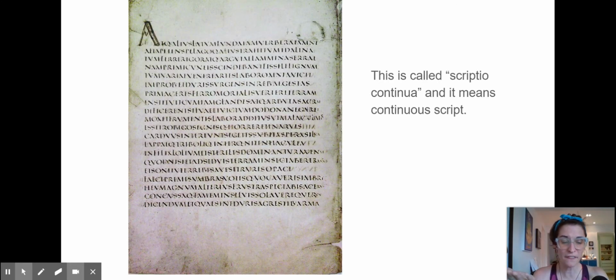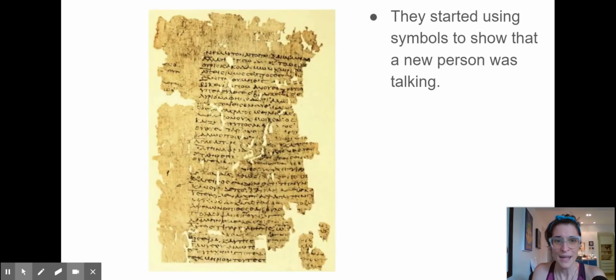Because before, the way people wrote was called scriptio continua. Take a look there. All the letters, there's no spaces, there's no punctuation, there's no line breaks. You just start writing and you don't stop until you're done with what you have to say. But they started using symbols to show that a new person was talking.